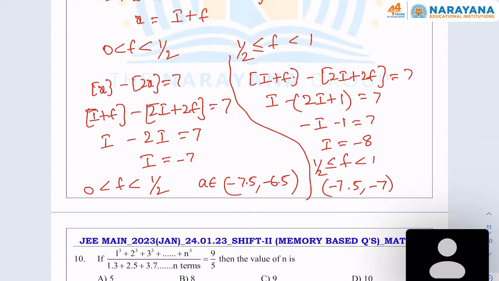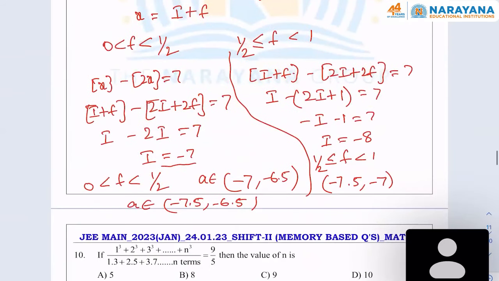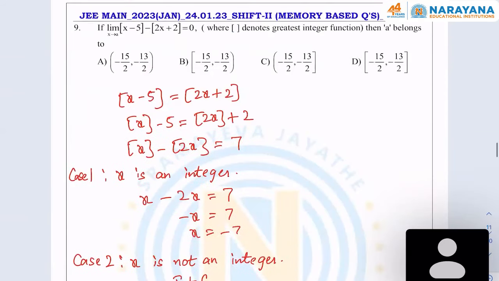And in the first case, I is equal to minus 7 and f lies between 0 to half, so the range of a is minus 7 to minus 6.5, right? So the total range is minus 7.5 to minus 6.5 we are getting. a belongs to this. So the answer is minus 7.5, that is minus 15 by 2, to minus 13 by 2. So option A is correct.